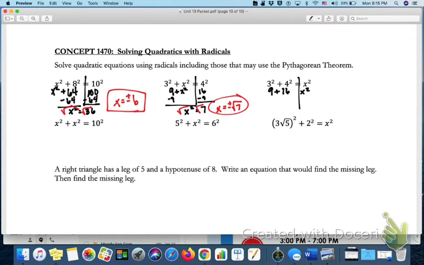3 squared plus 4 squared equals x squared. Simplify what you can. 9 plus 16 equals x squared, which is 25 equals x squared. Take the square root of each side, and x is positive or negative 5.